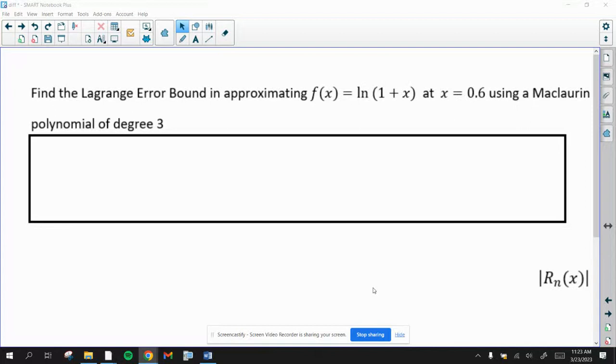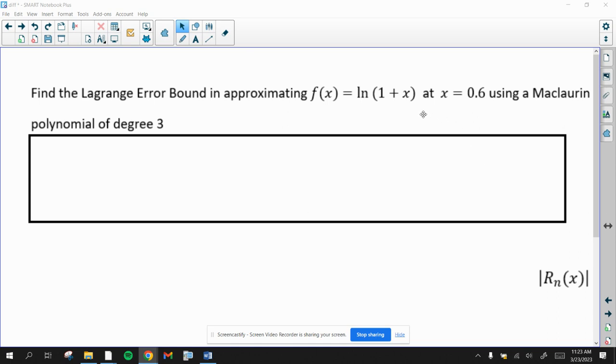We're going to find the Lagrange error bound in approximating natural log of 1 plus x at 0.6 using the Maclaurin polynomial of degree 3. First of all, the Lagrange error bound sets a maximum on how far away your approximation is from the actual value. So it's a good thing to have.